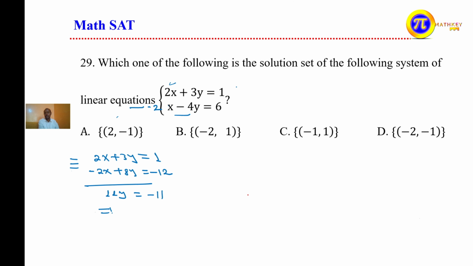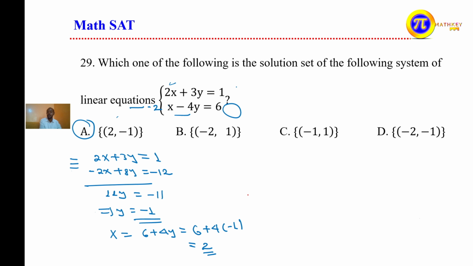y is equal to negative 11 divided by 11, it becomes negative 1. After obtaining y equals negative 1, we can find the value of x. By substituting into the second equation, this is equal to 6 plus 4y, which is 6 plus 4 times negative 1. This means 6 minus 4, which is equal to 2. The value for x is 2. The value for y is negative 1. Then the correct choice from the given alternatives, the solution is A.